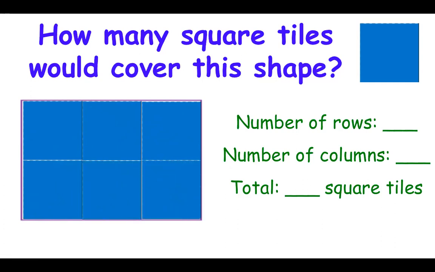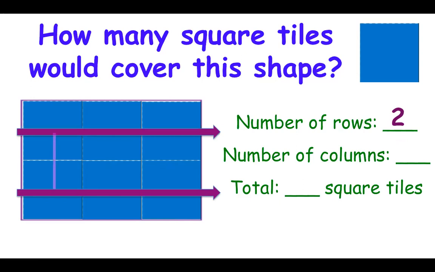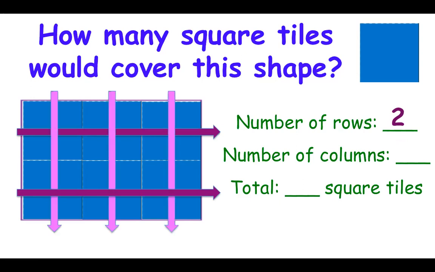All right, let's count the rows. 1, 2, 2 rows that go side to side. Let's count the columns. 1, 2, 3 columns that go up and down. So that makes 1, 2, 3, 4, 5, 6 color tiles in all.